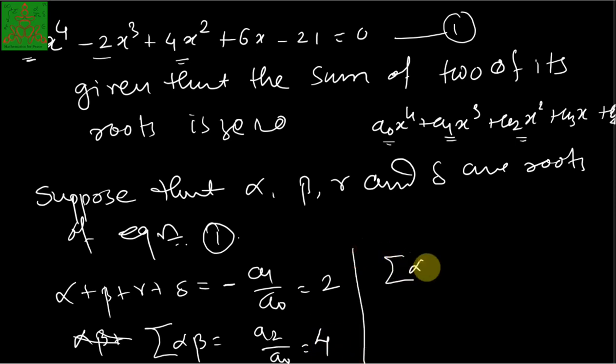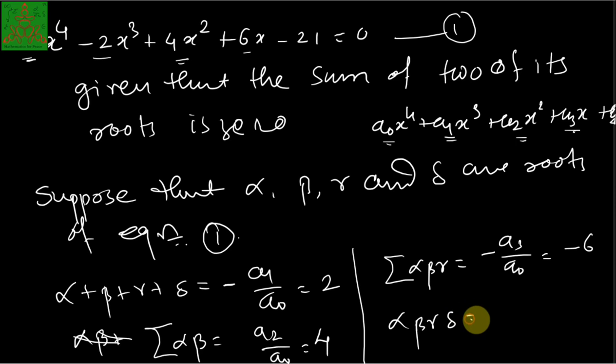Then the summation of alpha beta gamma, over all triples of roots, is minus a3 upon a0. a0 is 1 and a3 is 6, so it is minus 6. And alpha beta gamma delta, the product of the 4 roots, is a4 upon a0, and a4 is minus 21 upon 1, so it is minus 21. So these are the relations we can have.